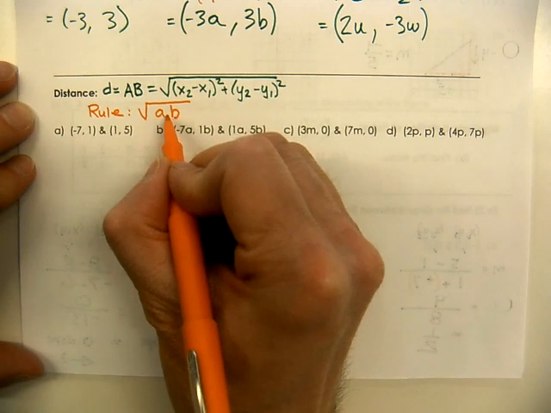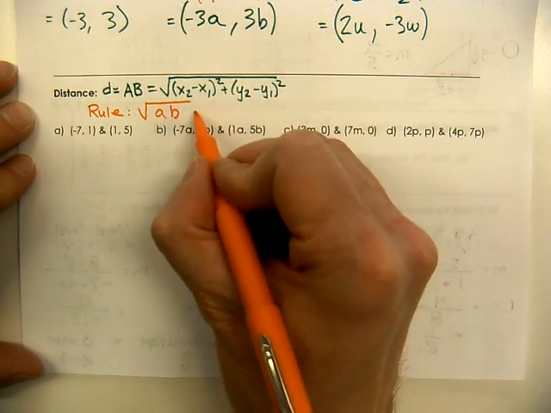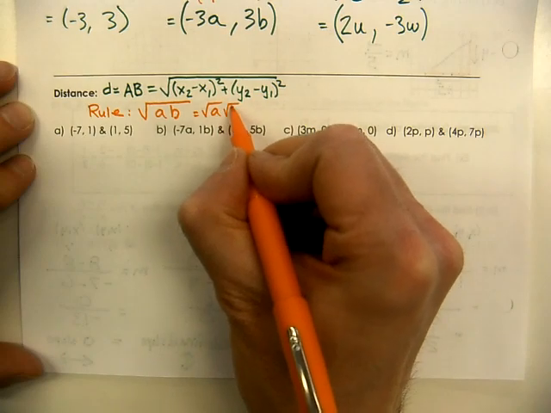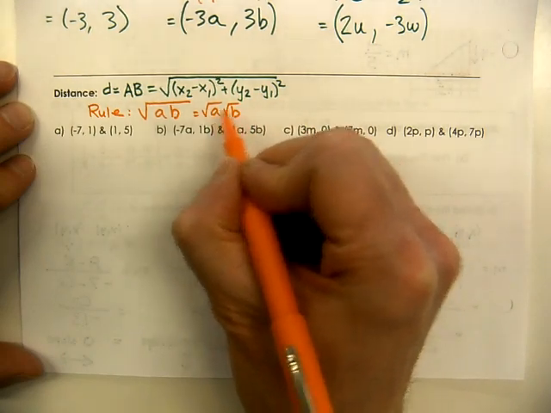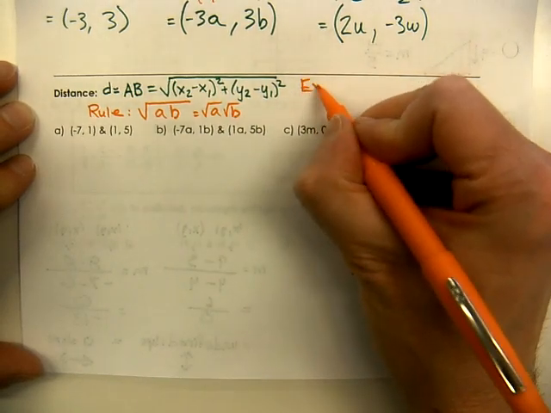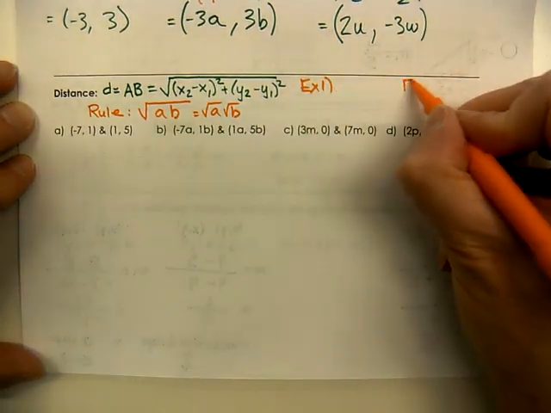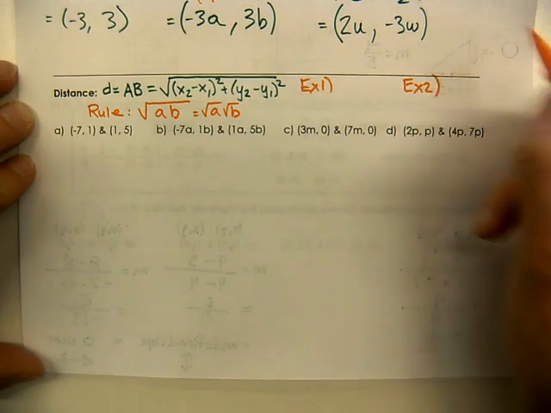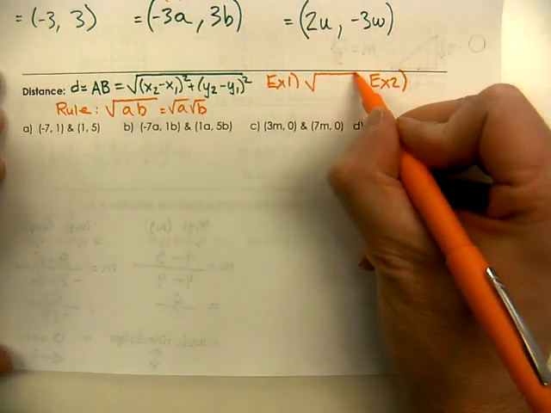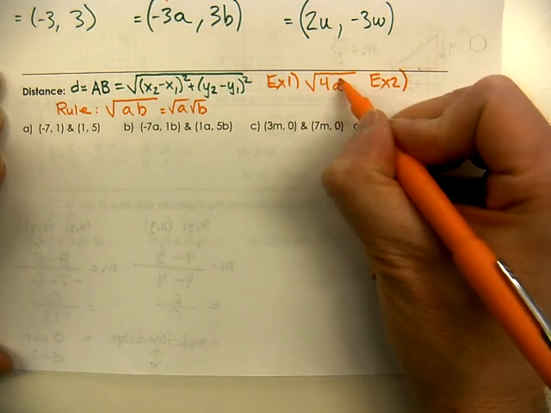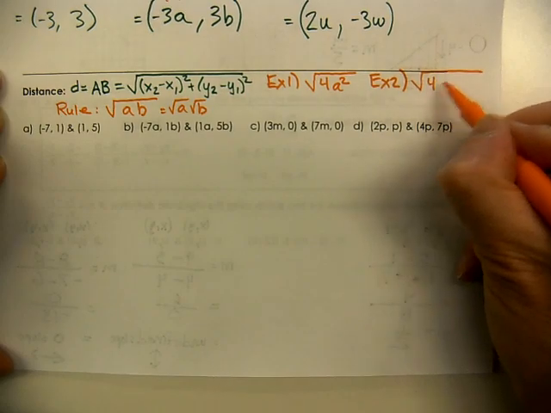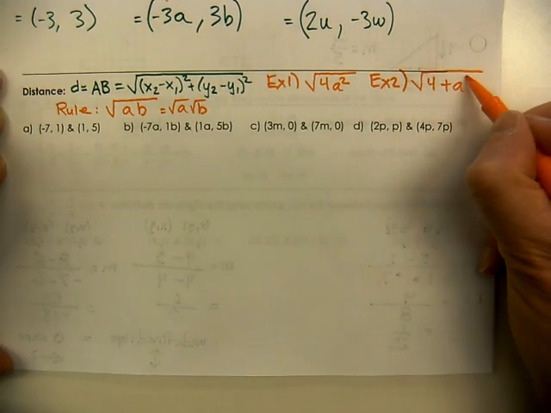If we have a multiplication, those are factors, then that means we can take the square root of each factor independently of the other factors. That's good. That will help us to simplify. Here's a couple of examples to help better explain this rule. All right, example 1 and example 2. Example 1, let's take the square root of 4a squared. And in example 2, let's take the square root of 4 plus a squared.